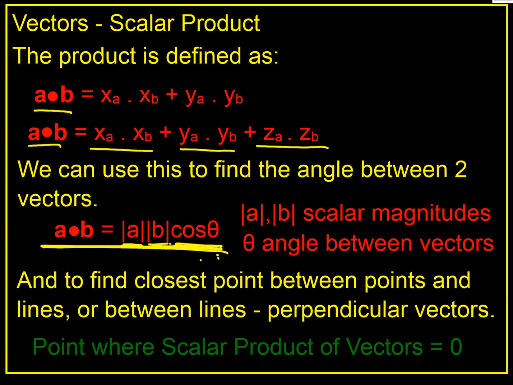And if we want to find the closest point, then we're interested in points where we have perpendicular vectors, and therefore we're interested in the point where the angle between these vectors is 90 degrees, which has the benefit that cos theta equals 0. So in any of these calculations, our dot product between 2 vectors that are perpendicular or orthogonal is 0, and we can use that quite a lot.